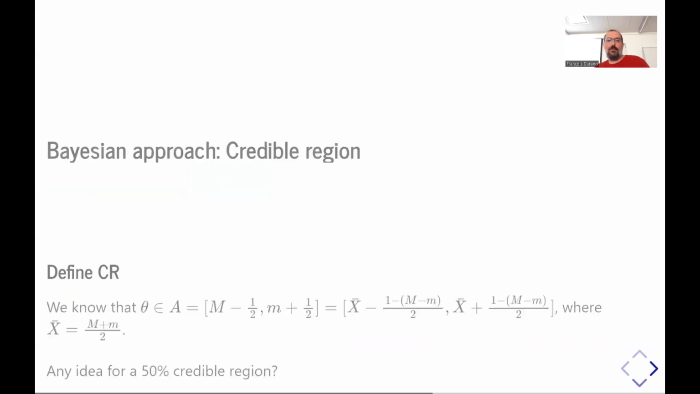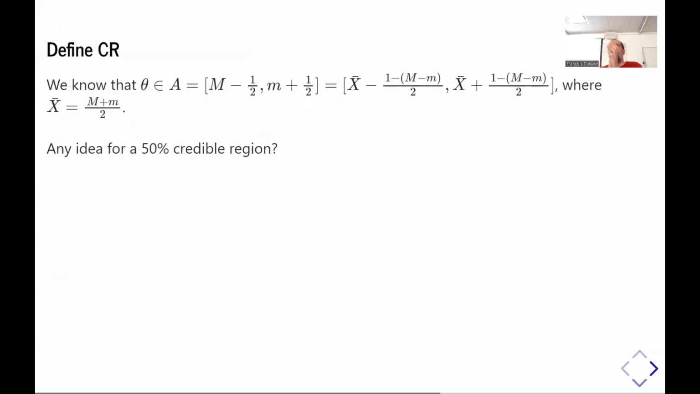So now let's have a look at the Bayesian approach, the credible region. I'm going to check once again if you are asleep. We know that theta is in the interval that I denoted A, which is the set of all the possible values given small m and big M. This interval can also be rewritten like this: it's an interval centered on the empirical mean, which is the average of big M and small m, and the width of the interval is 1 minus (big M minus small m).